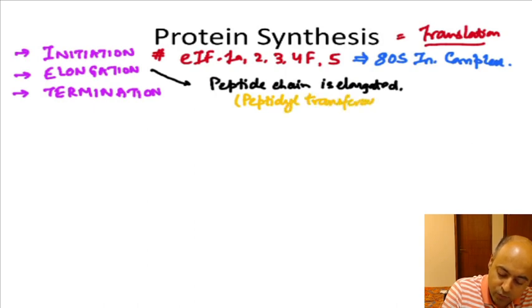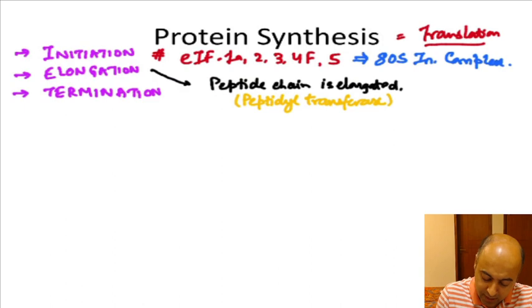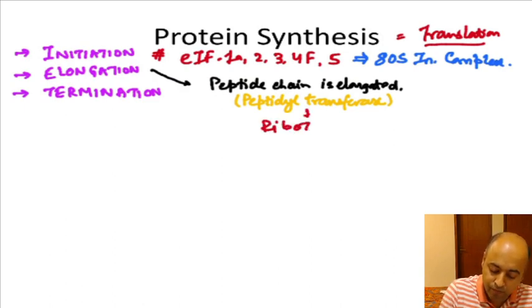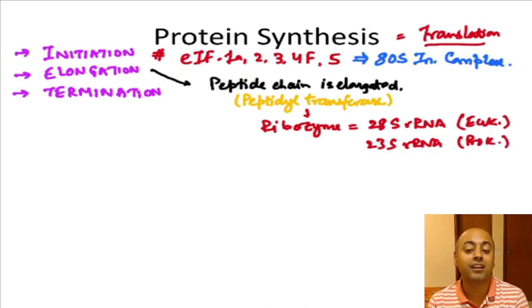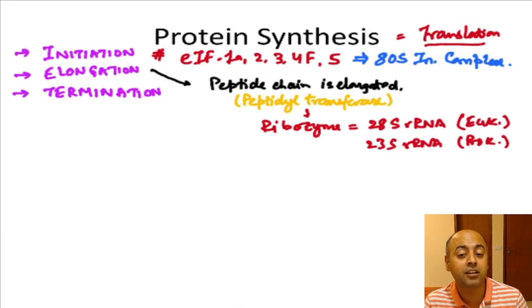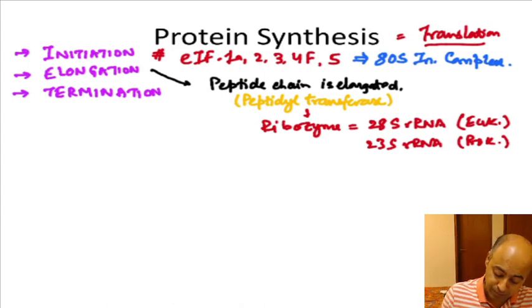Why this is important, because the peptidyl transferase is a ribozyme. If you are talking about the eukaryotes, it will be the 28S ribosomal RNA. In the prokaryotes, it will be the 23S ribosomal RNA. Alright. So this is an example of RNA acting as enzyme. We call it a ribozyme. So in peptide chain elongation, peptidyl transferase is involved, where the peptidyl transferase is actually a ribozyme.